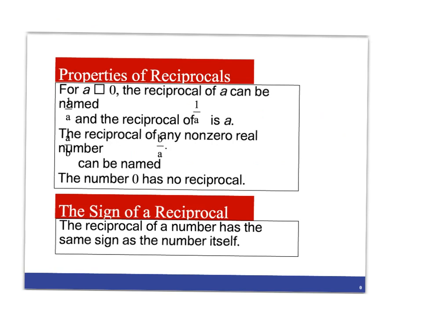Alright, use your notes to read this one, it's a little messed up. For A does not equal 0, the reciprocal of A can be named 1/A. And the reciprocal of 1/A is simply A. The reciprocal of any non-zero real number A/B can be named B/A. And the number 0 has no reciprocal. The reciprocal has to be the same sign as the number itself. So we're going to practice some of it.